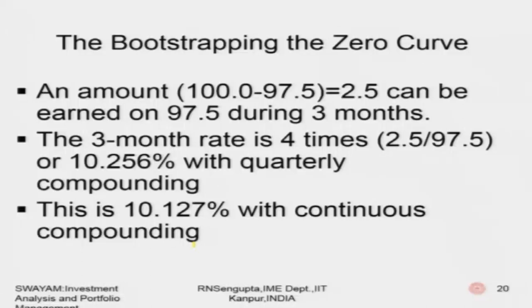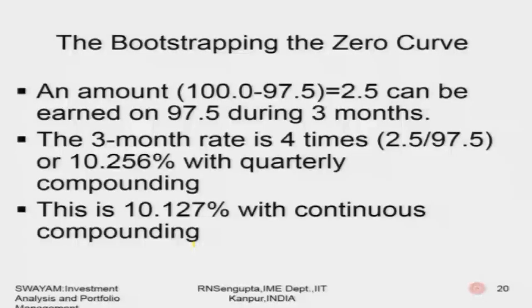So, 2.5 divided by 97.5 is what I am getting after each 3 months. That value multiplied by 4, which comes out to be 10.256, would be the quarterly compounding interest rate. Quarterly compounding, why? Because you are getting that payment after each 1/4 of a year. So, the first would be after 1/4, the second after half a year, the third after 3/4 of a year, and the last after 1 year. So, this 10.256 would be the quarterly compounding value.